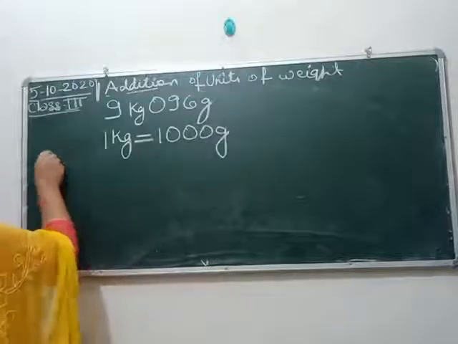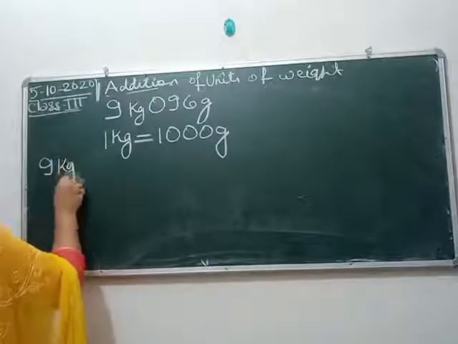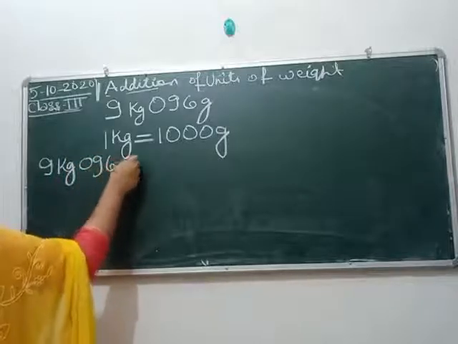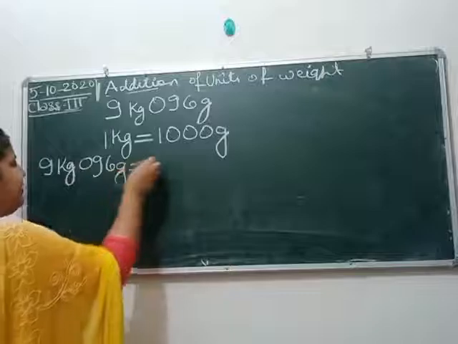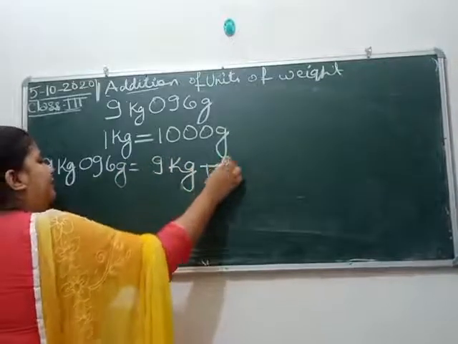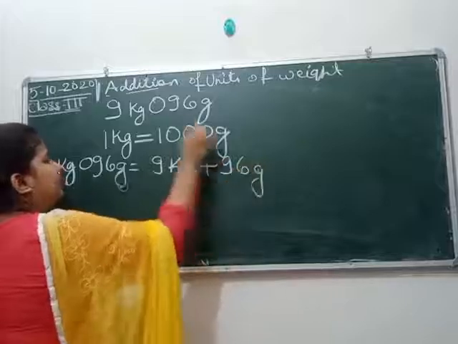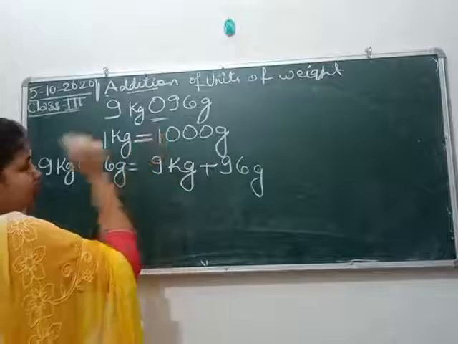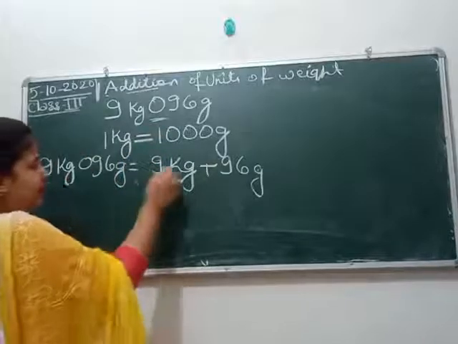Now 9 kg 96 gram equals to, see, 9 kg 96 gram means 9 kg plus 96 gram. 0 here we will avoid, right? We will not write 0 here. Now 9 kg 96 gram. So we will convert 9 here.